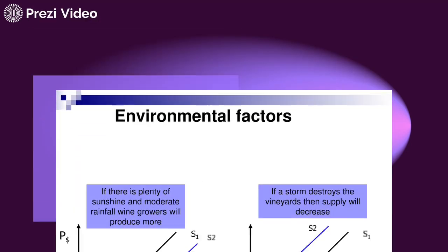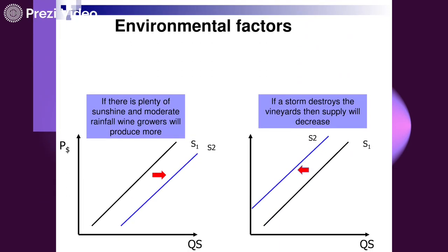Environmental factors. So if there's plenty of sunshine and moderate rainfall, wine growers will be able to produce more. So environmental was in favour, that's going to increase the supply. So the supply curve will shift to the right. And as we see, we do S1 to S2, and again do your arrow, and that's all you need to do. You don't need to worry about anything else, the numbers, the price, the quantity figures. We're literally just showing a shift. If, for example, there was a storm that destroyed all the vineyards, then supply would decrease. So our curve would shift to the left.